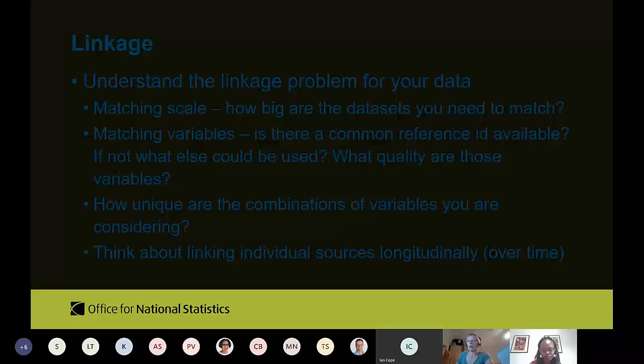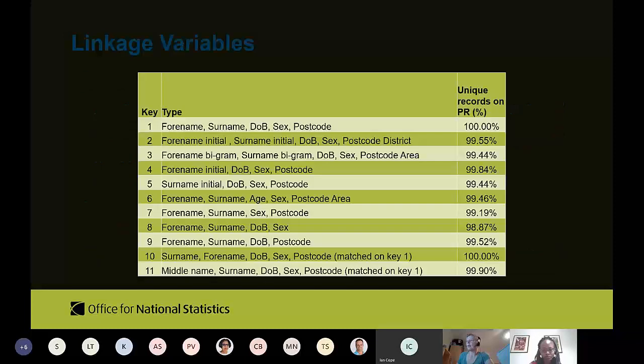So just looking at the variables that we used. For us in the UK, postcode is a really important area identifier, and that is used in our addressing system. So that was our area identifier. We then had forename, surname, date of birth and sex, and then different combinations of elements of those things.